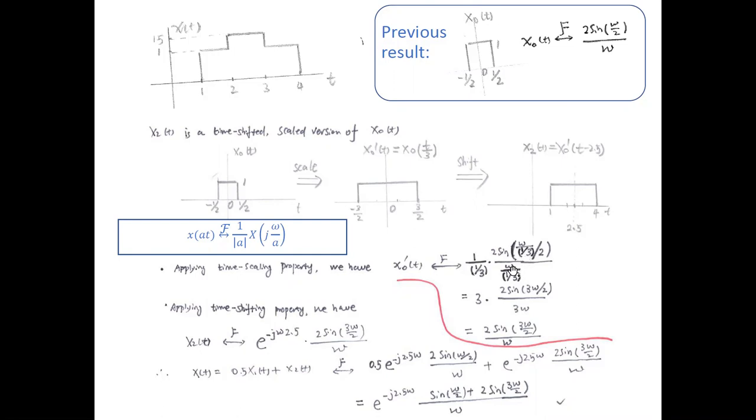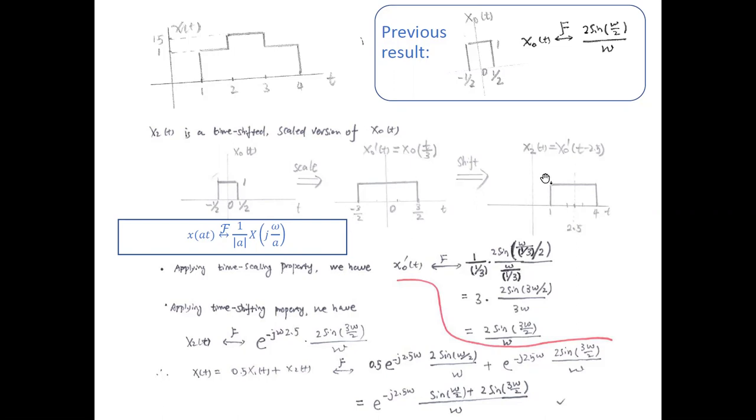We replace omega with omega divided by 1/3. And then we flip the 1/3 from the denominator to the numerator. And this becomes 3 omega. I clean it up a little bit, eliminating the 3, both here and here. This is the result. This is the Fourier transform for the intermediate signal, x prime of t.